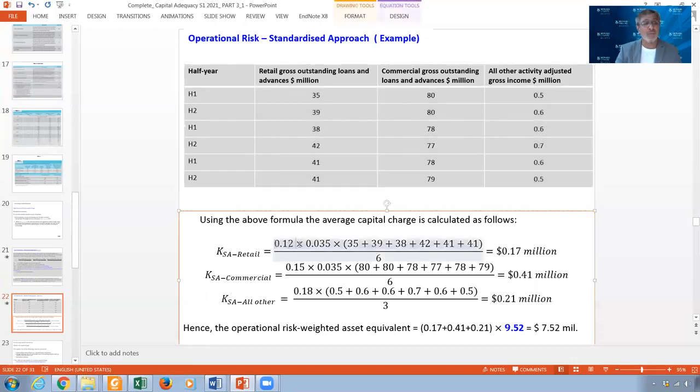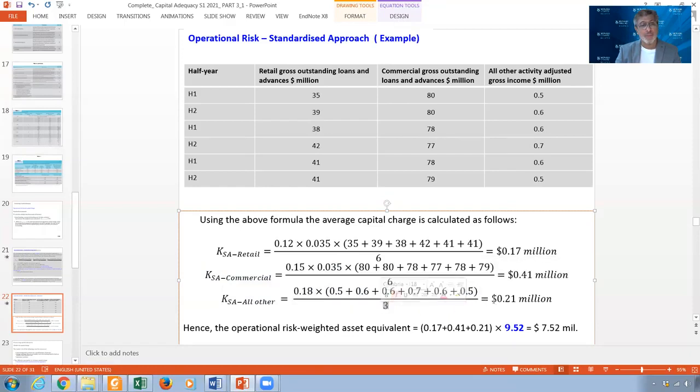All I have to do now, the 12, the 15, the 18, we know that. This is given, 3.5, 3.5, and then you have to add those values, which is this one actually. You put it here. Same thing you do for the commercial banking. Now, for the other businesses, you have to multiply 18, and then you don't have to multiply by this 3.5. You just bring all those assets and you divide by 3.